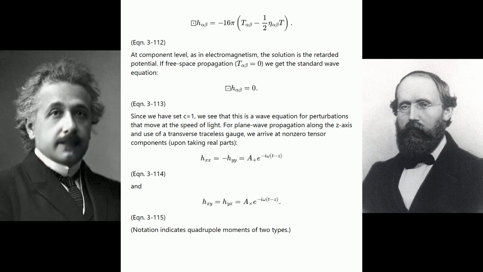At component level, as in electromagnetism, the solution is the retarded potential. For free space propagation, T sub alpha beta equals 0, we get the standard wave equation, equation 3-113. Since we have set c equals 1, we see that this is a wave equation for perturbations that move at the speed of light. For plane wave propagation along the z-axis and use of a transverse traceless gauge, we arrive at non-zero tensor components, upon taking real parts, equation 3-114 and equation 3-115. Notation indicates quadrupole moments of two types.